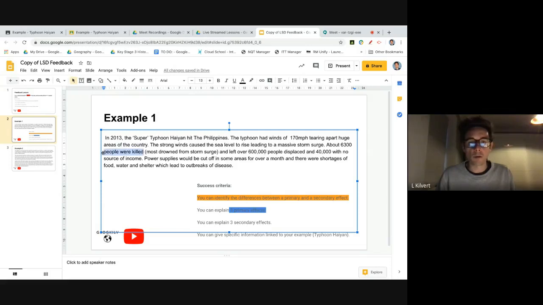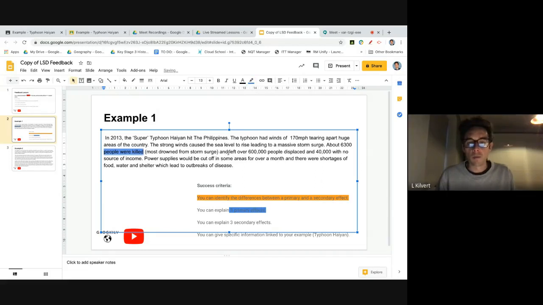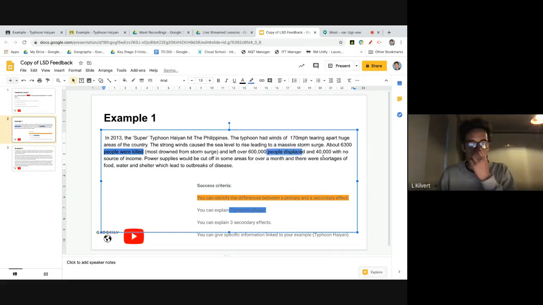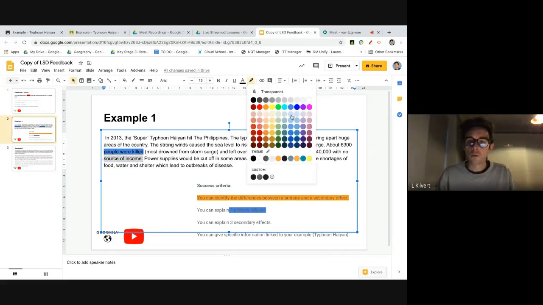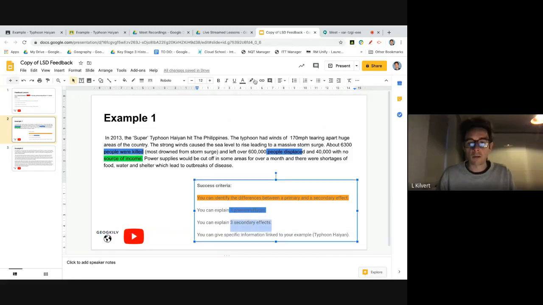Okay, so we've got people were killed. So let's put that down as our primary effect. We then move on to say over 600,000 people were displaced. Again, I would say that's a primary effect because it's a direct result of the tropical storm. With no source of income, now this potentially could be a secondary effect. So let's see if we can highlight that one in green to show that it's a secondary effect.